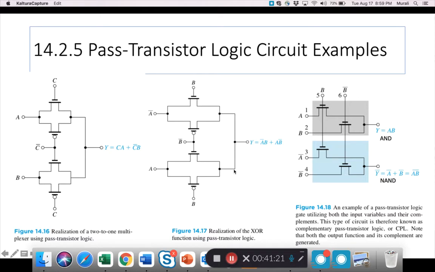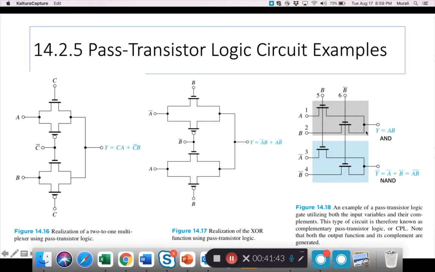Similarly, this is a simple XOR, right? Exclusive OR. Either A or B has to be high for the output to be high. If both of them are low, then the output is low. If both of them are high, then the output is also low. So you know the exclusive OR, and that can be done using a transmission gate.